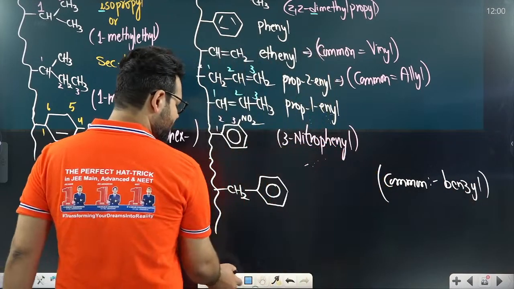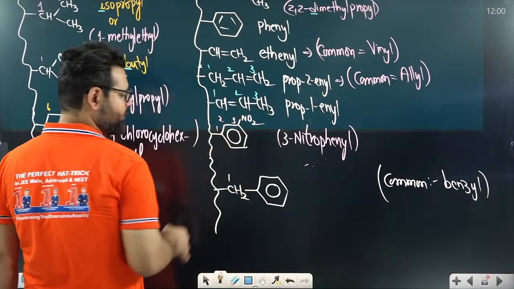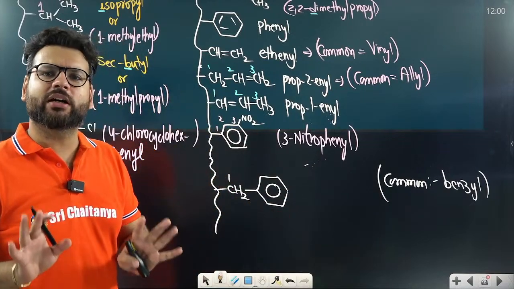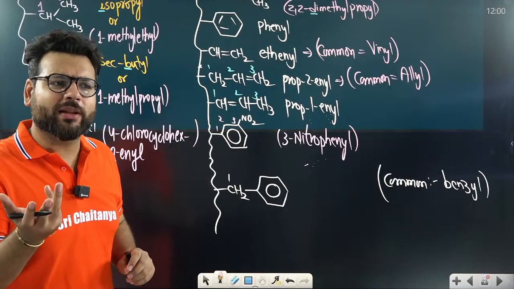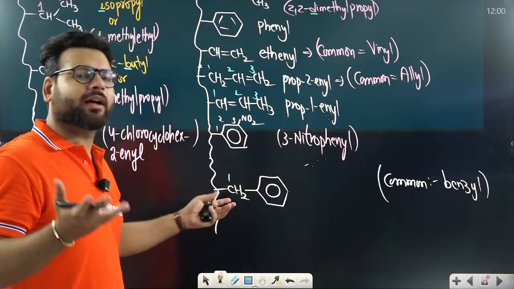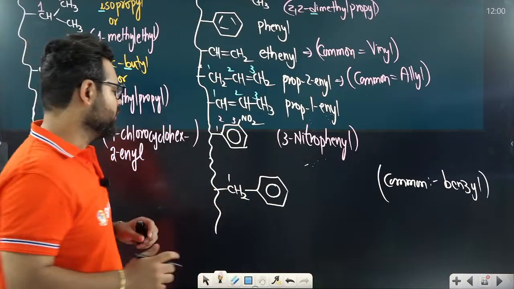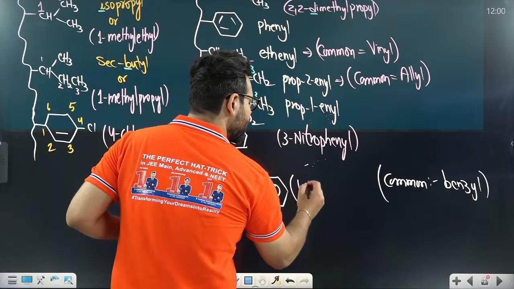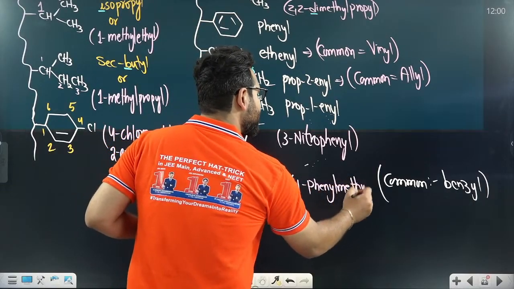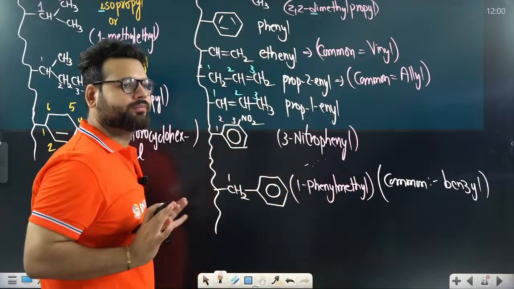Then what will be its IUPAC name? This is the first carbon, there is no second carbon to choose, so it's a methyl. What kind of methyl? A 1-phenyl kind of methyl. Phenylmethyl. So 1-phenyl on the methyl is the IUPAC name of this group.